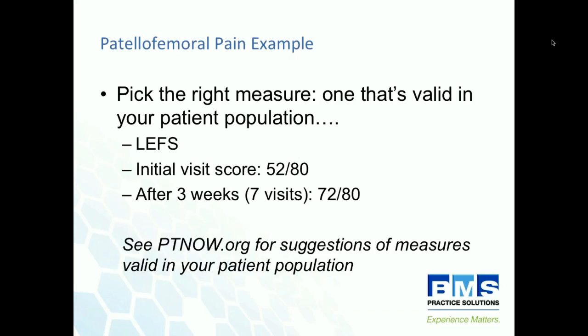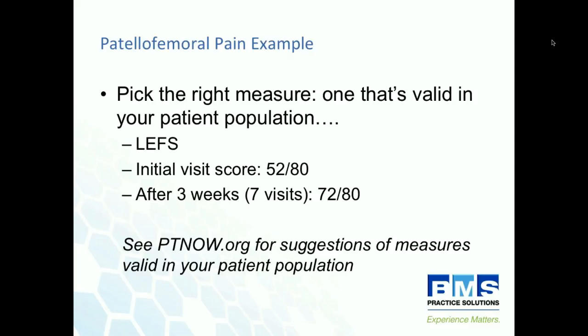Now, for this patellofemoral pain example, you want to pick the right measure to measure her functional level, one that's valid in the patient population that she represents. So in this particular case, we decided to use the LEFS. So her initial score on evaluation was 52 over 80, and after 3 weeks or 7 visits, she was at 72 over 80. Now, this whole idea of picking tests and measures that are valid in your patient population is very important.